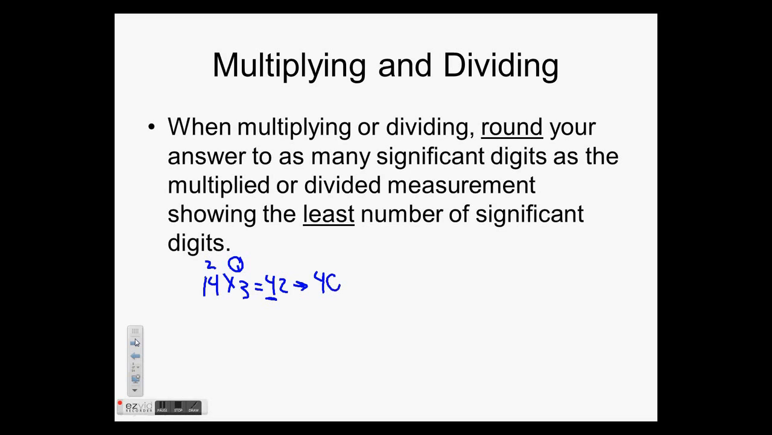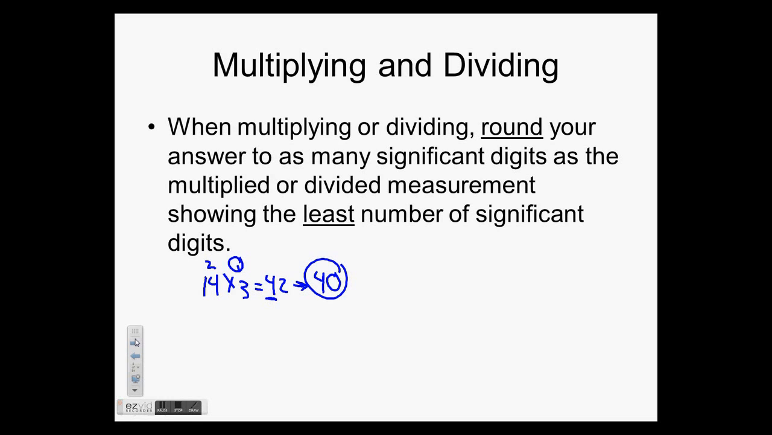Start from the left. That's my 1 digit, and then look to the right of it to see if I go up or down. The 42 doesn't round up, so I'm just going to fill it in with a placeholder, 40. So that would be my answer. So 14 times 3 in significant digits is 40.